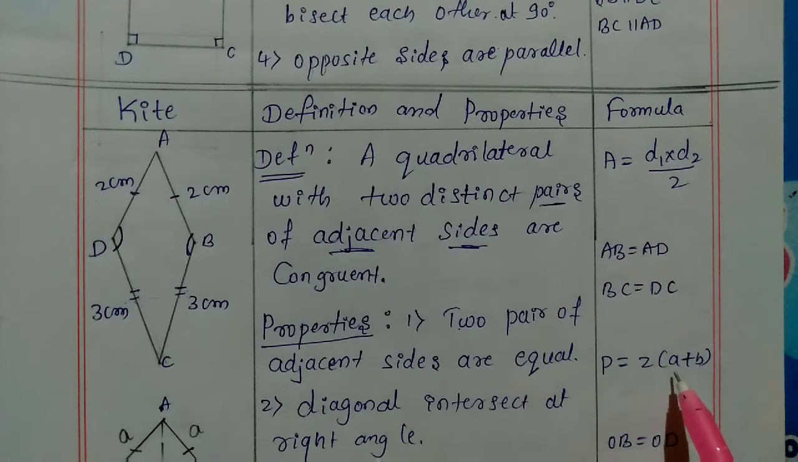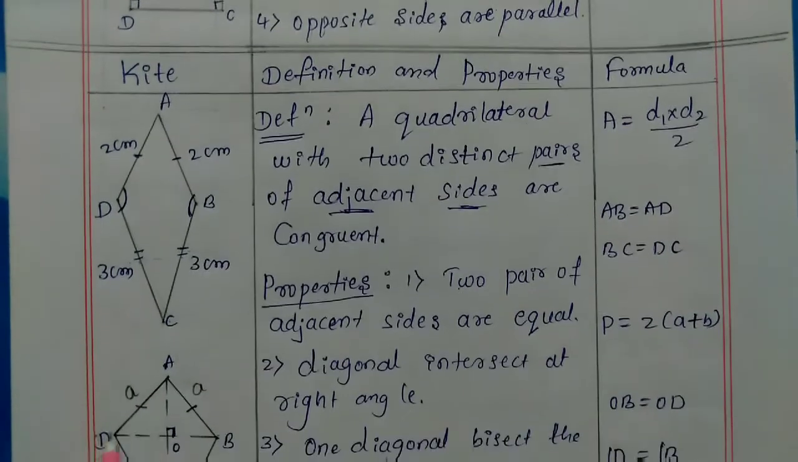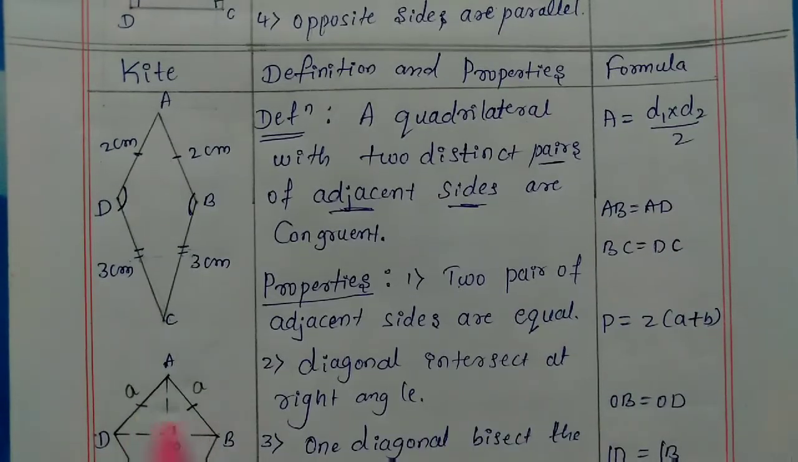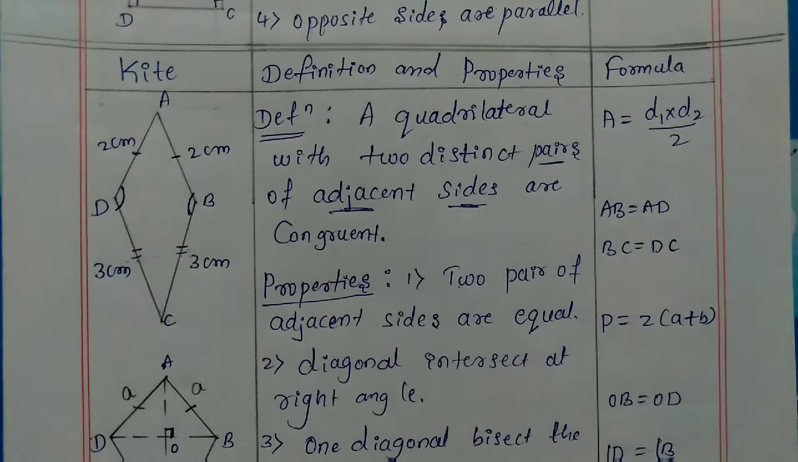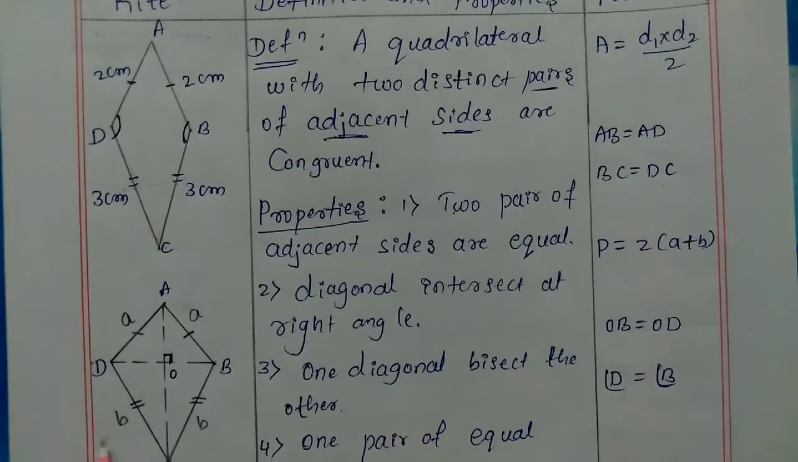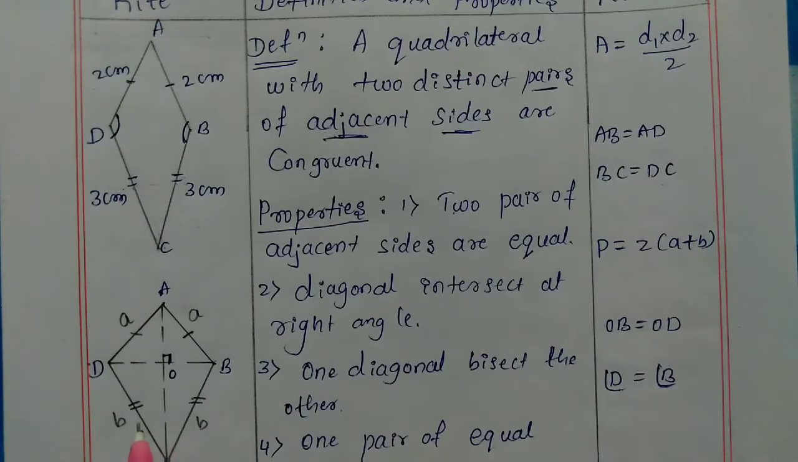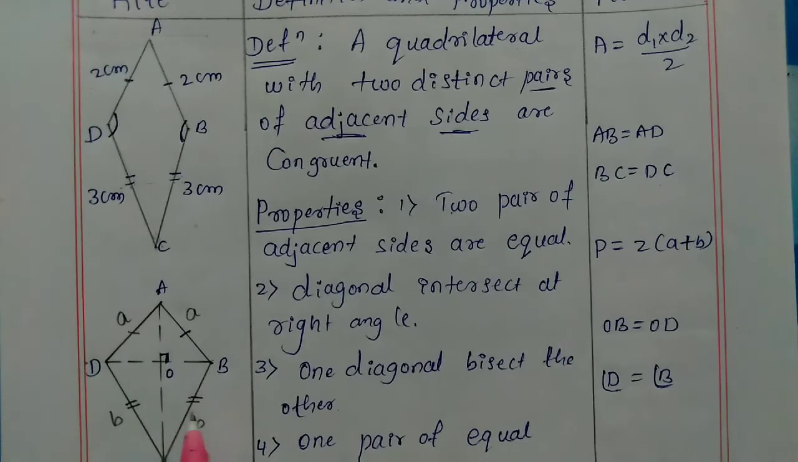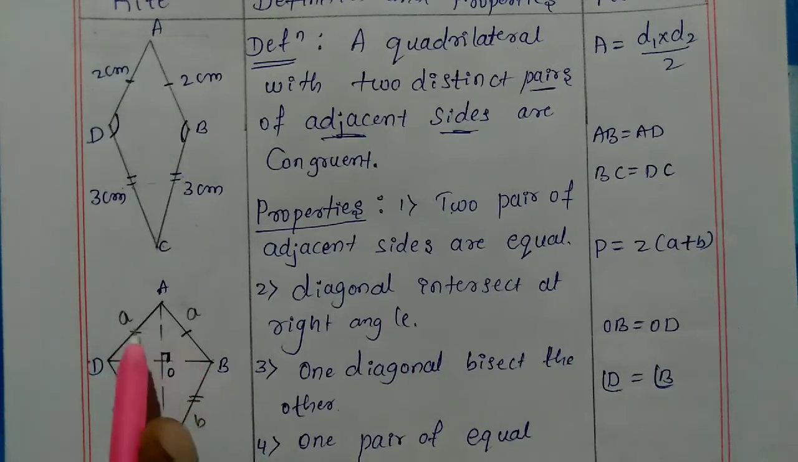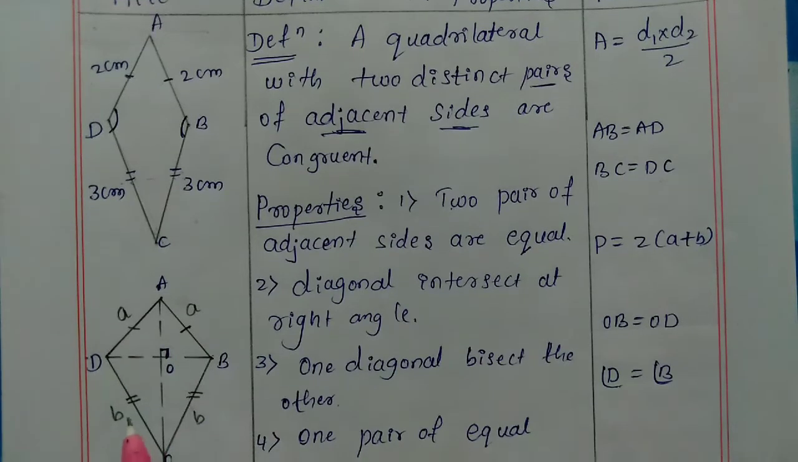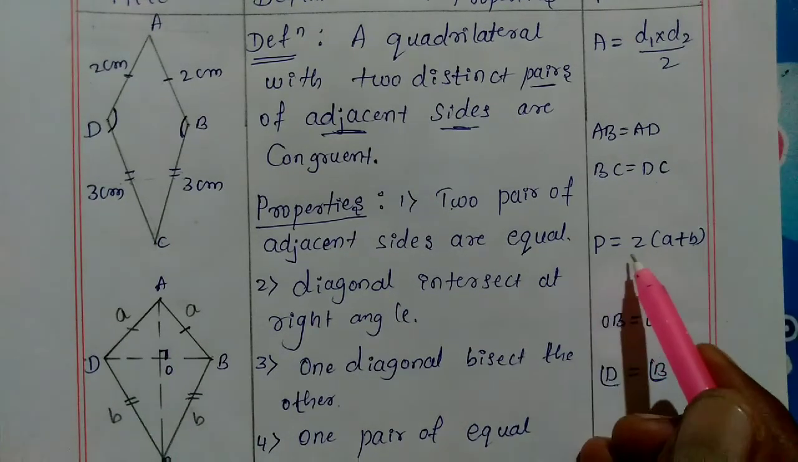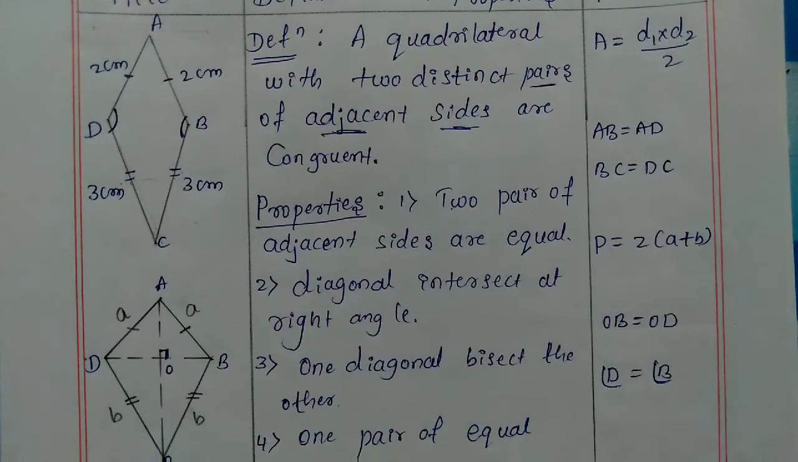So here A means these two sides are called A. Okay, so next B means these two sides are called B. It means one pair of adjacent sides you can call A and another pair of adjacent sides you can call B. Okay, so perimeter is equal to 2 into A plus B.